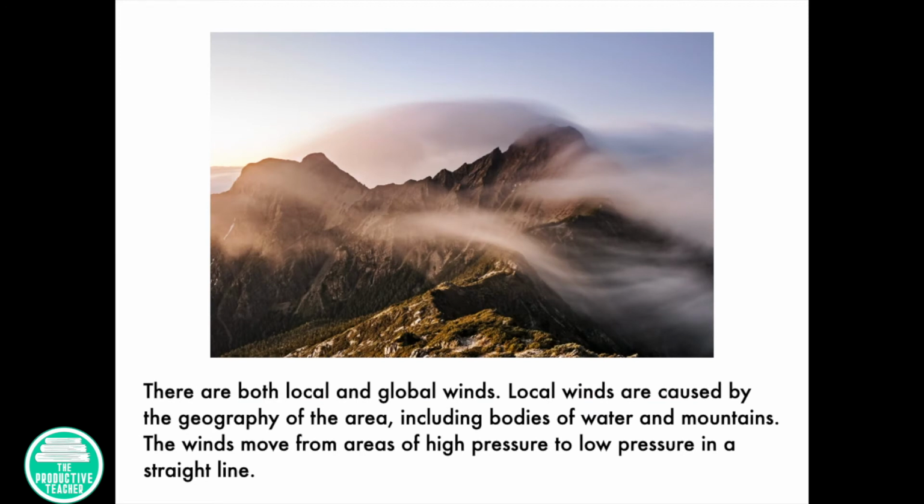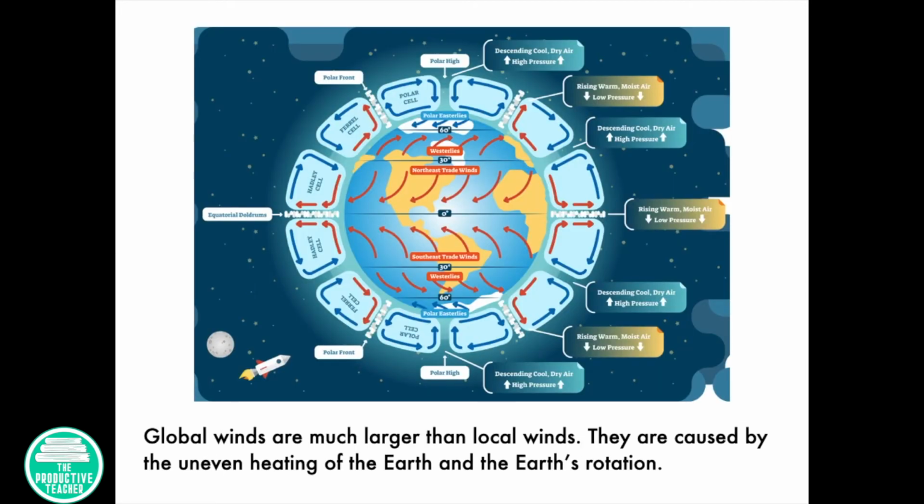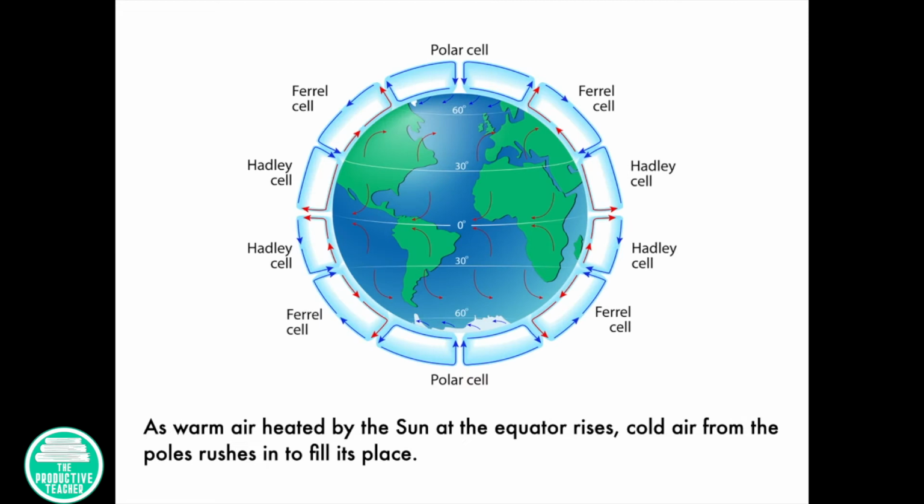There are both local and global winds. Local winds are caused by the geography of the area, including bodies of water and mountains. The winds move from areas of high pressure to low pressure in a straight line. Global winds are much larger than local winds. They are caused by the uneven heating of the Earth and the Earth's rotation. As warm air heated by the sun at the equator rises, cold air from the poles rushes to fill its place.